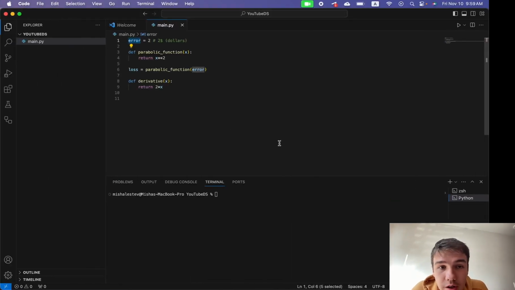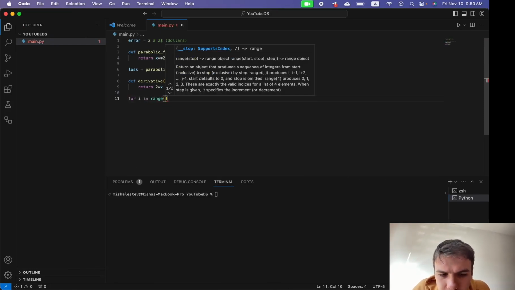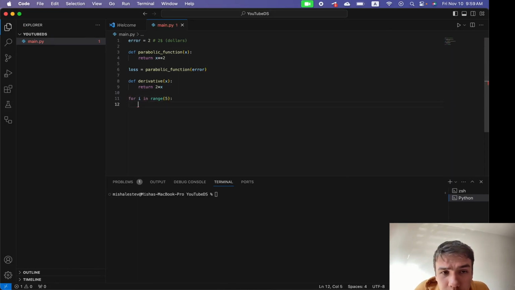So now the question here is, what shall we do next? I'm going to create a loop, for i in a range of, let's say for the first time 5, and then our loop is going to take first the derivative of our error.